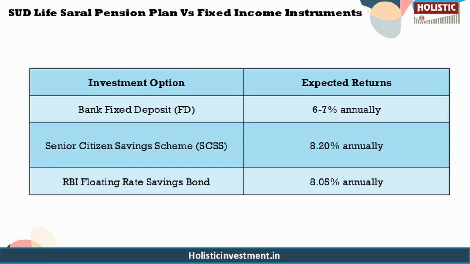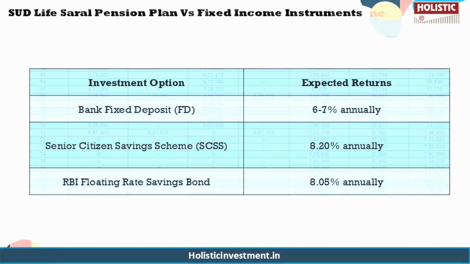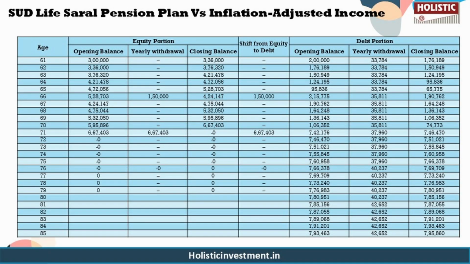So these instruments provide steady cash flow similar to the SUD policy, but with better liquidity and generally higher returns. However, they still do not address a critical factor, which is inflation adjusted income. Inflation steadily erodes the purchasing power of money. Without an income that grows over time, retirees may struggle to sustain their lifestyle or cover unexpected expenses.